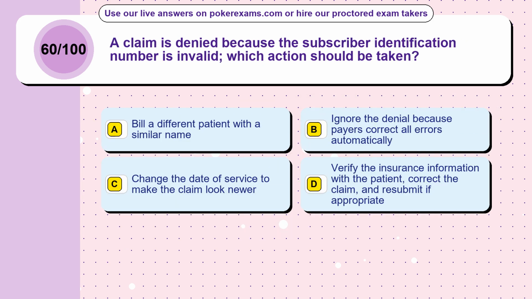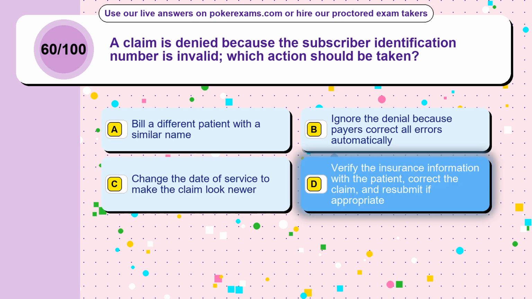Question 60. A claim is denied because the subscriber identification number is invalid. Which action should be taken? Option A. Bill a different patient with a similar name. Option B. Ignore the denial because payers correct all errors automatically. Option C. Change the date of service to make the claim look newer. Option D. Verify the insurance information with the patient, correct the claim, and resubmit if appropriate.